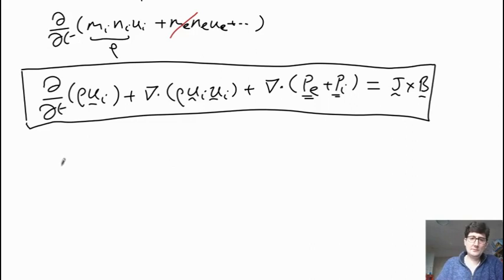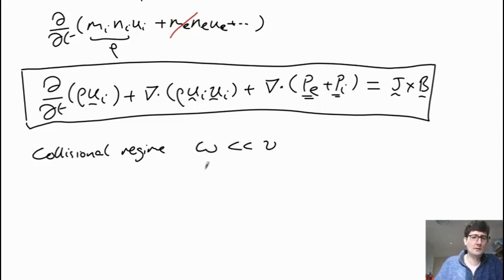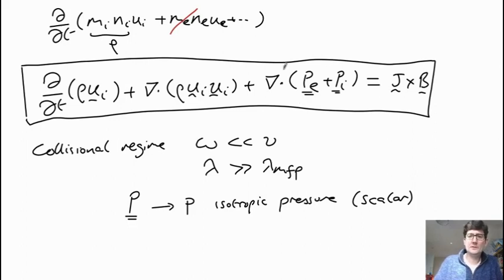But if there are enough collisions, so in a collisional regime, with frequent enough collisions so that the timescales of the oscillations are much longer than the collision time, so we have frequencies omega much less than the collision frequency, and wavelengths which are much longer than the mean free path, then these pressure tensors become an isotropic pressure.